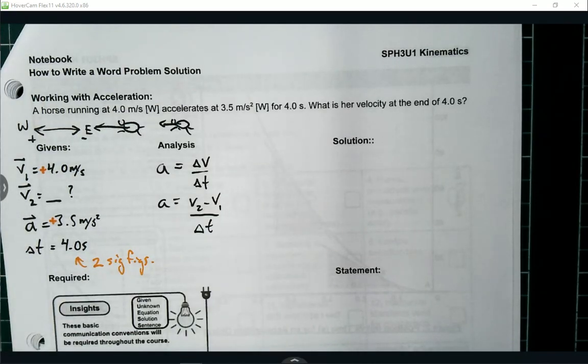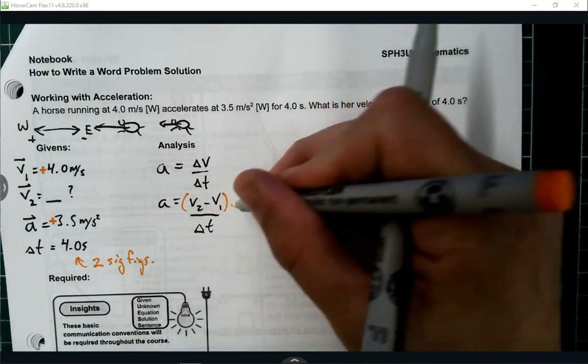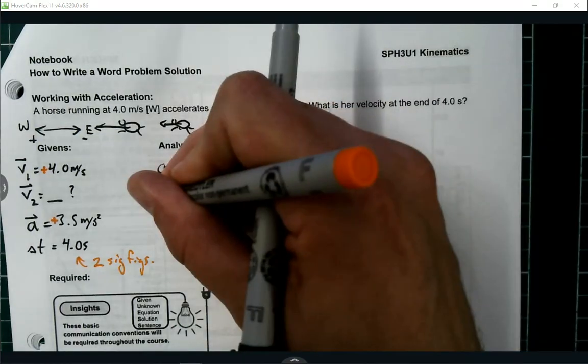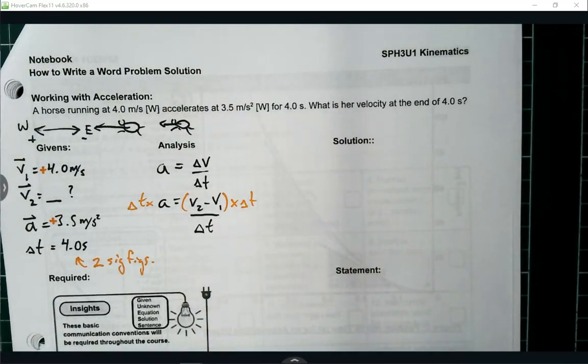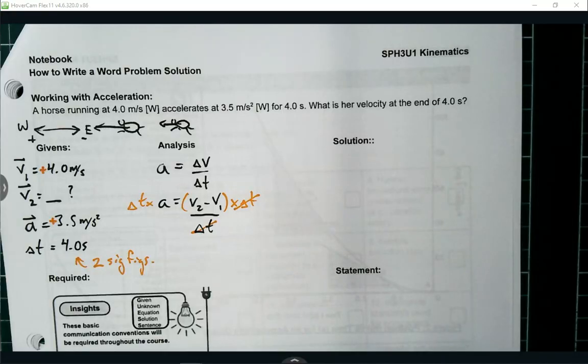And then I'm trying to get the V2 all by itself. So it seems to me that the best thing that I could probably do is multiply both sides by delta T in order to clear the denominator. You notice what I'm not doing. I am not subbing in my values. I'm isolating the variable first.